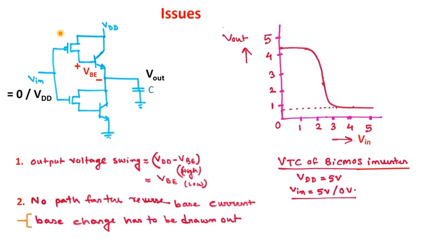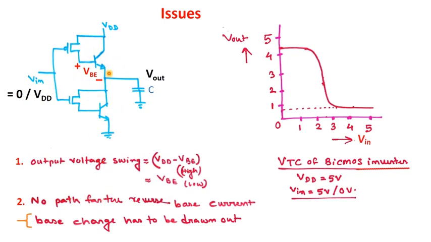The same situation can also arise for this circuit when V in is switched from VDD to 0, but in that case the problem will come due to this bipolar junction transistor. Please think about it. So no path for this reverse base current of this bipolar junction transistor will significantly impact the switching speed of this BiCMOS logic circuits, right? And this is one of the major concerns for this type of circuit.